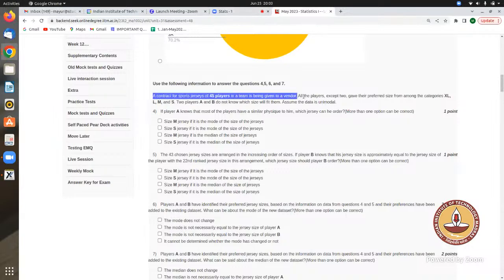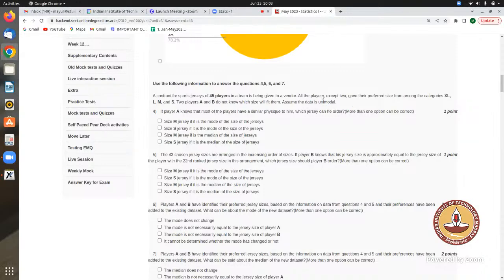Okay. A contract for sport jerseys of 45 players in a team is being given to a vendor, right? So there are a total of 45 players. All the players except two gave their preferred size among the categories XL, L, M, and S, right? Yes, sir. Two players A and B do not know which size will fit them. Assume the data is unimodal, right?